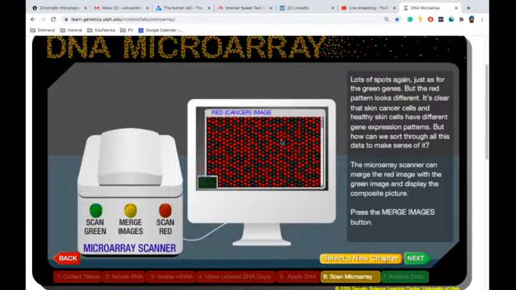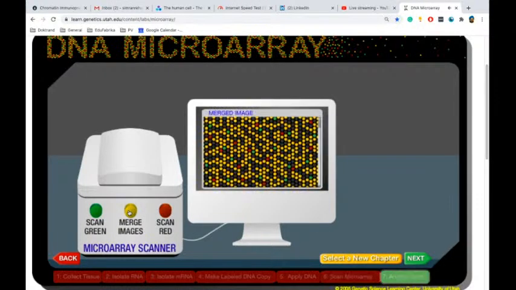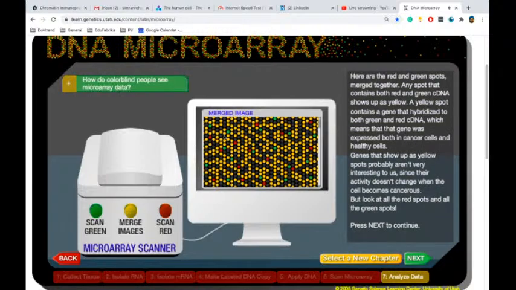But how can we sort through the data to make sense of it? The microarray scanner will merge your red and green together. So please press merge now. So we will merge them. Now you can see that there are a lot of genes that are present in both healthy and cancerous cells. Some genes are present only in the healthy cell here, and these are the cancer cells, but most of the genes are present in both the cancer and healthy cells. This is what this is showing.